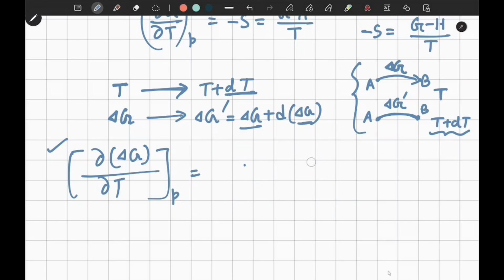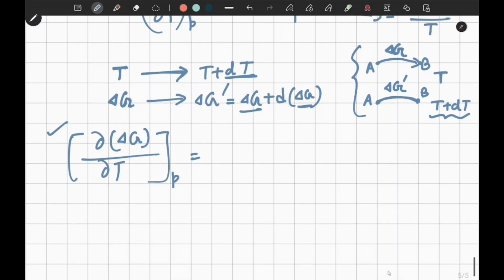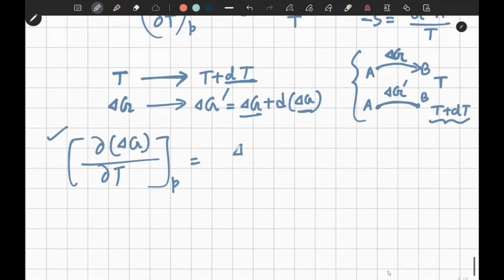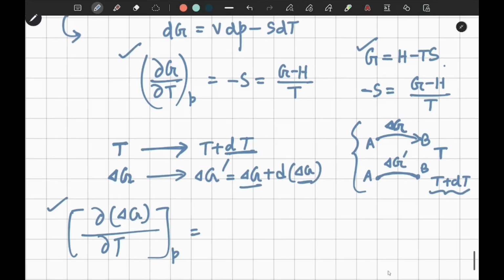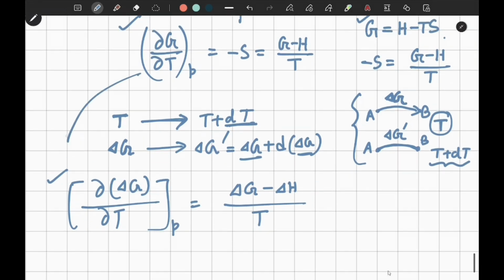So from here you can write it as, because delta and small d actually commute. So from here, if you follow this equation, you can write it as (delta G minus delta H) by T. But what will be the T? Because T is not fixed, T is also changing, but here we have to consider the initial temperature T. So that is (delta G minus delta H) by T. This you can relate from this equation.